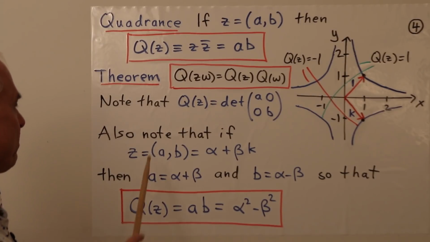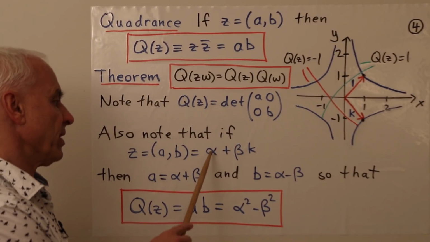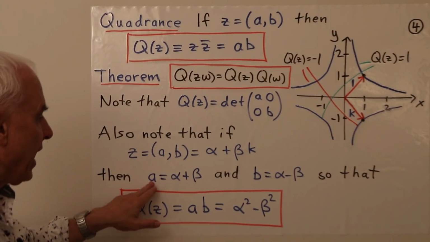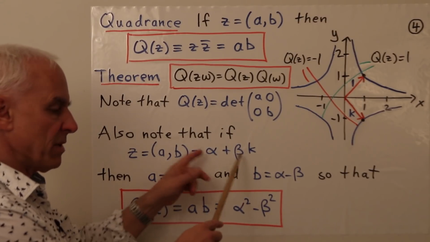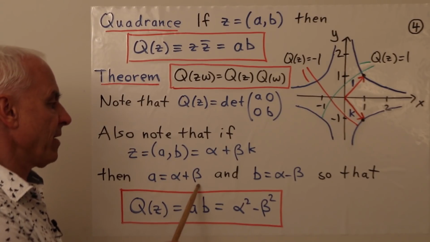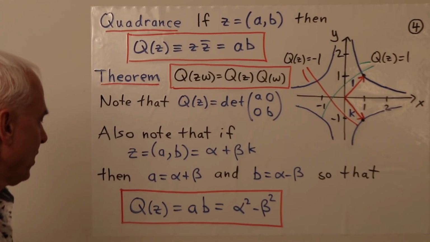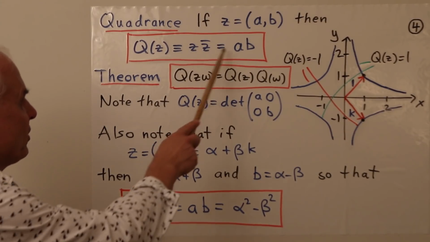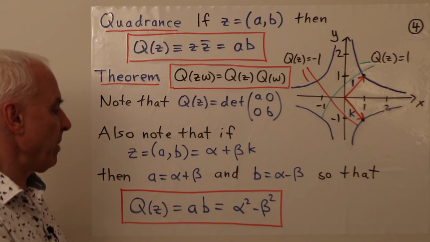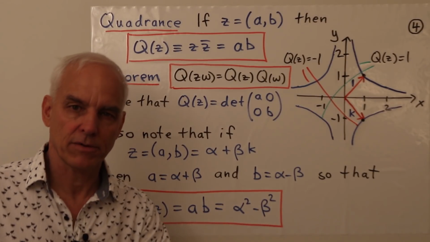One more thing, let's also note that, say we have z, which is AB, and alternatively can be written as alpha plus beta k. Then A and B can, of course, also be expressed with alpha and beta. So A is alpha plus beta, and B equals alpha minus beta. You might like to check that. So then the quadrance of z, what we're defining up here, is A times B, but in terms of alpha and beta, it becomes the product of these two expressions, which is alpha squared minus beta squared.